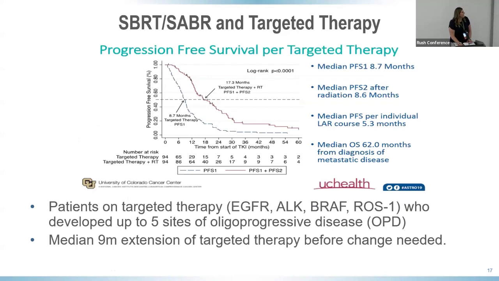This trial out of University of Colorado looked at progression-free survival with targeted therapy. These patients were on targeted therapy and had developed up to 5 different areas of oligoprogressive disease. What they saw was that patients who had SBRT had a median 9-month extension of that therapy before a change was needed.